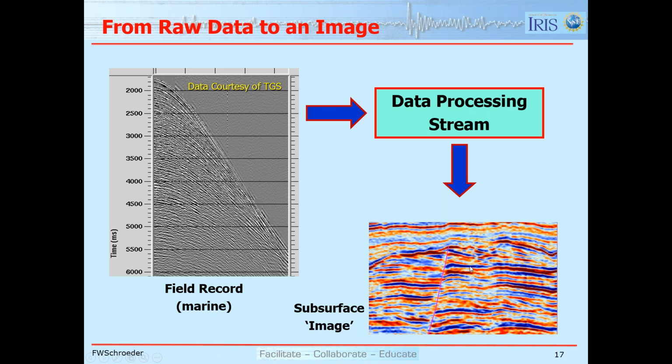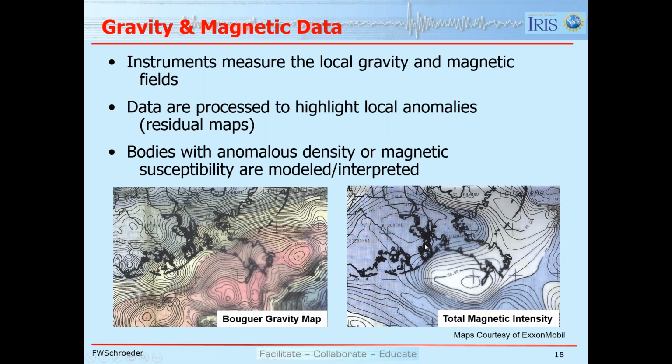And then we get seismic interpreters that will take the processed seismic and analyze it for faults and major depositional sequence boundaries and develop a geological history for the area of interest. The other type of geophysical data that we get is gravity and magnetic data. These instruments measure local gravity field and local magnetic field.